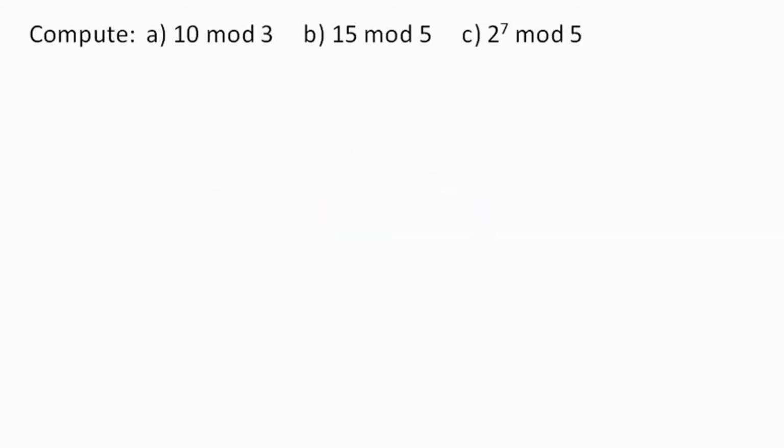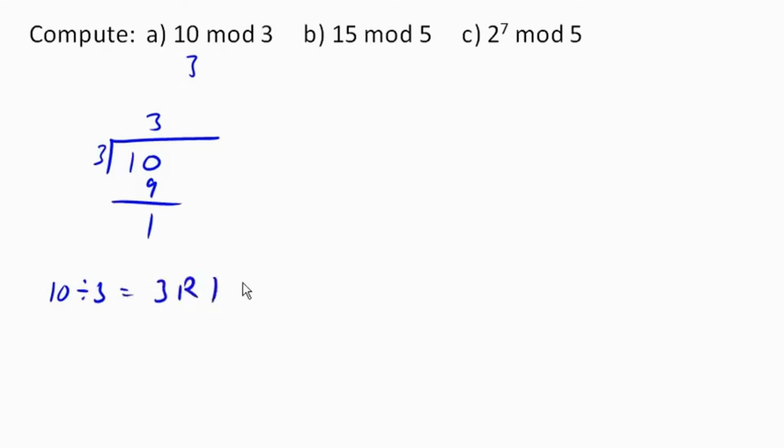So let's compute some moduluses. So this is modular arithmetic. You can really think of modulus as remainder after division. So to find 10 mod 3, you can imagine good old long division and say if I divide 3 into 10, what do I get? Well, 3 times 3 is 9. So I end up with 3 remainder. So if I take 10 divided by 3, I get 3 with a remainder of 1, and that remainder is what we call the modulus. And so 10 mod 3 is 1.